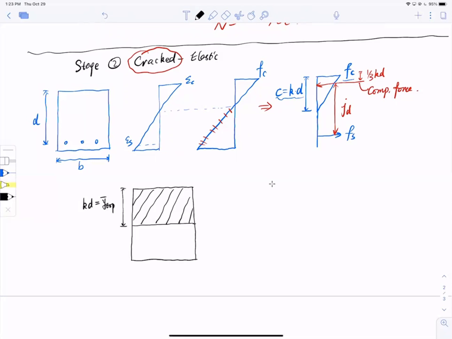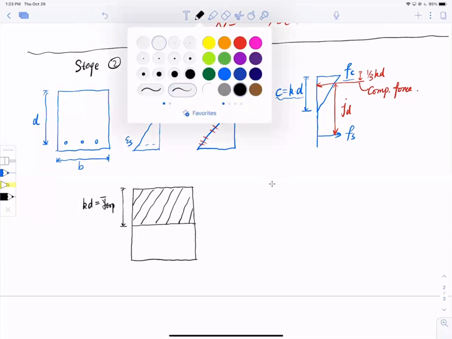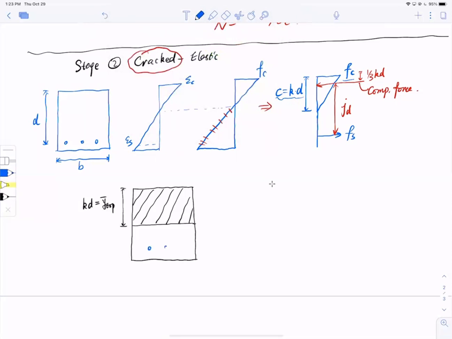KD equal to y top. All right, now I still have bars at the bottom. And remember what we said, transform means you convert steel into concrete. So what we're gonna do is we're gonna remove the bars, okay?